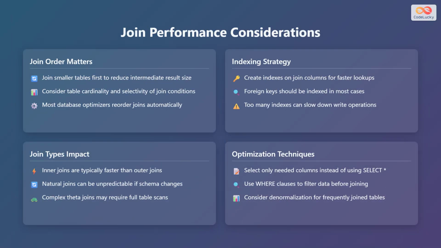Let's consider some performance aspects of joins. The order in which tables are joined can significantly impact performance. Join smaller tables first to reduce the intermediate result size. Consider table cardinality and selectivity of join conditions. Remember that most database optimizers reorder joins automatically.